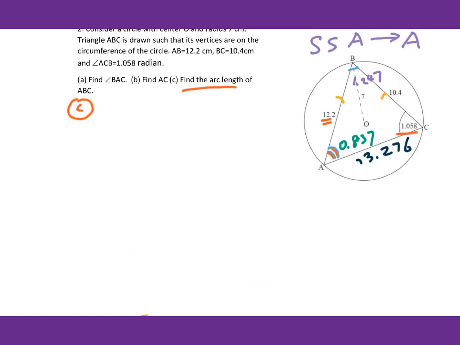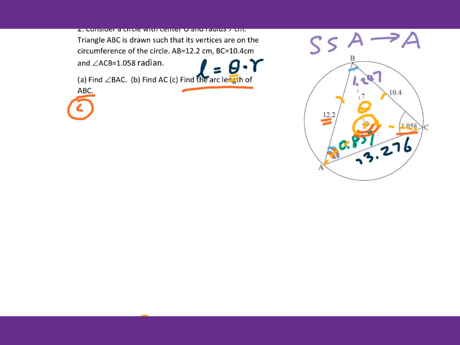Now let's look at C. Find the arc length of ABC. We know arc length equals theta times radius, with theta in radians. We need to figure out the central angle. Therefore, I connect OA and OC. This will be theta. If we want to figure out this theta, we can get this angle first.